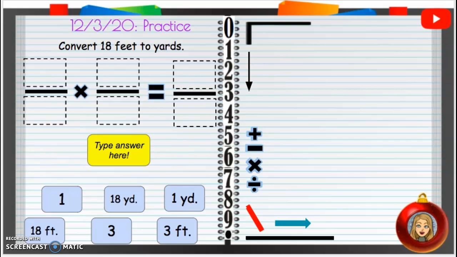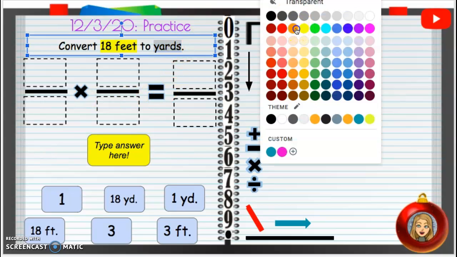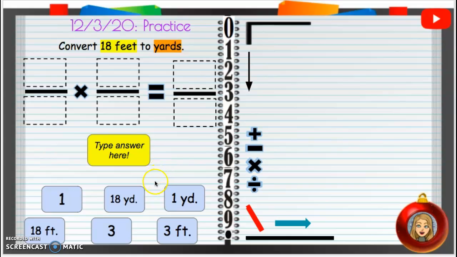December 3rd, 2020 practice. Convert 18 feet to yards. All right, so first off, what we start with is 18 feet. And we're going to try to get it to yards. So 18 feet is what we're going to start off with.